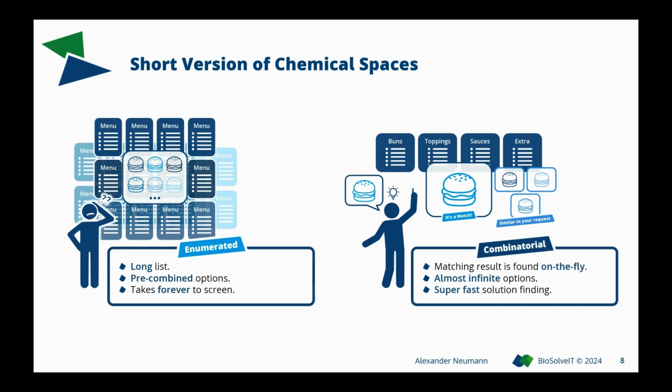We are only aware of buns, toppings, sauces, and extras, and how to combine them, right? If you have something in mind that you would really like to have based on your flavor profile of the day, you come up to a combinatorial approach, and the perfect thing, or the next closest idea to what you would like to have, is generated on the fly. By combining a lot of ingredients, we get almost infinite options. And the best part is we can come up with a solution incredibly fast.